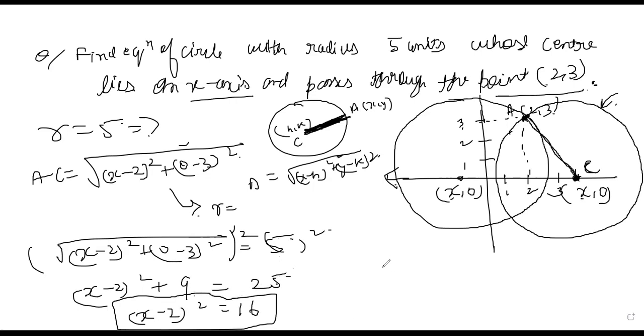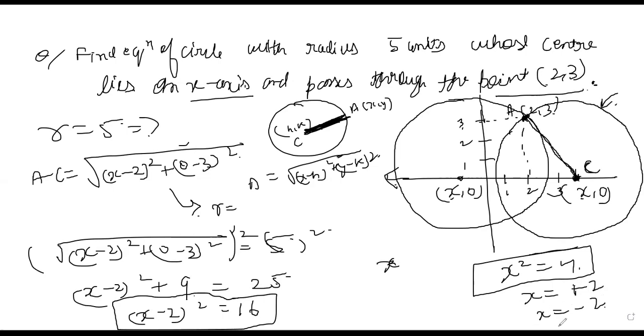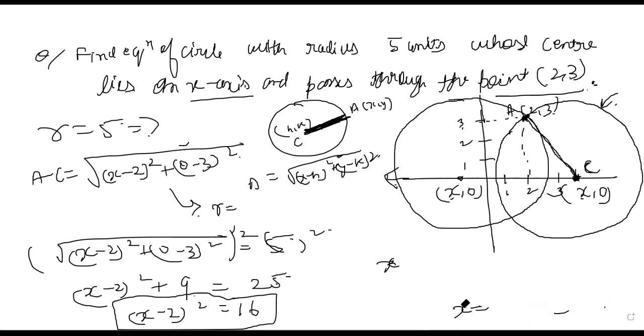Now see, if we have something like x square equals 4, what will be the value of x here? Plus 2 and also minus 2. Yes, a square root always opens as plus and minus. So similarly here, if we take the square root of (x minus 2) whole square, it will open as plus minus 4, since root 16 is plus minus 4.